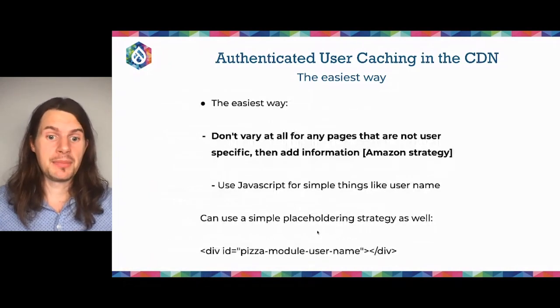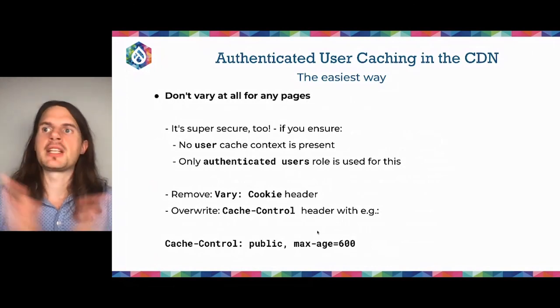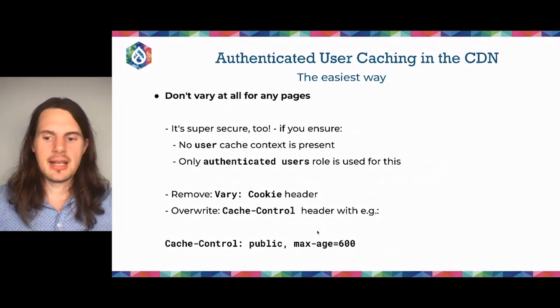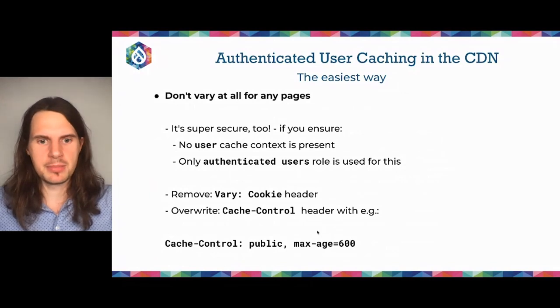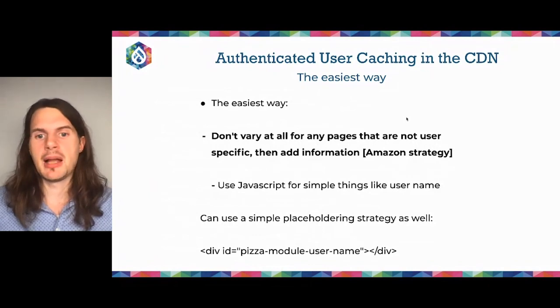And some of my biggest enterprise clients are using this exact strategy. Essentially, they don't vary at all for the pages. They deliver the same for every user. And it's the simplest way to think about authenticated user caching. Even though this whole placeholdering is nice, if you need the very, very best performance and the simplest way, it's to not do it. And that's also the Amazon strategy, by the way.